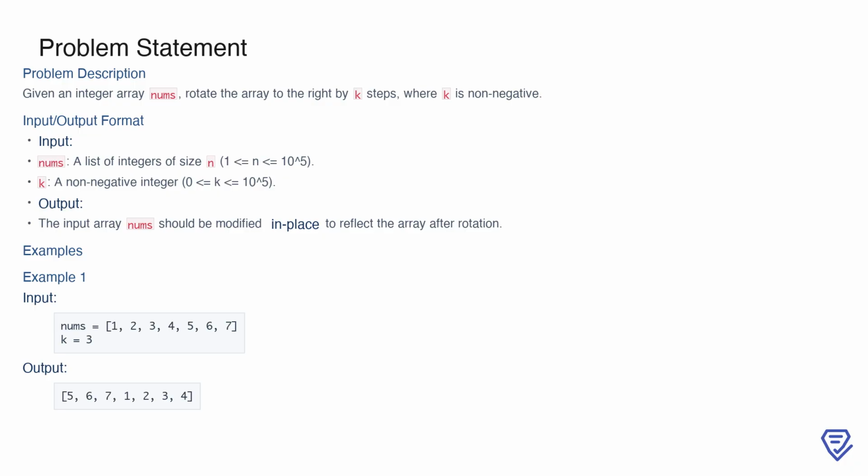To make this clearer, let's look at an example. If nums is 1, 2, 3, 4, 5, 6, 7, and k is 3, the output would be 5, 6, 7, 1, 2, 3, 4. The array has been rotated 3 steps to the right, with the last 3 elements wrapping around to the front.